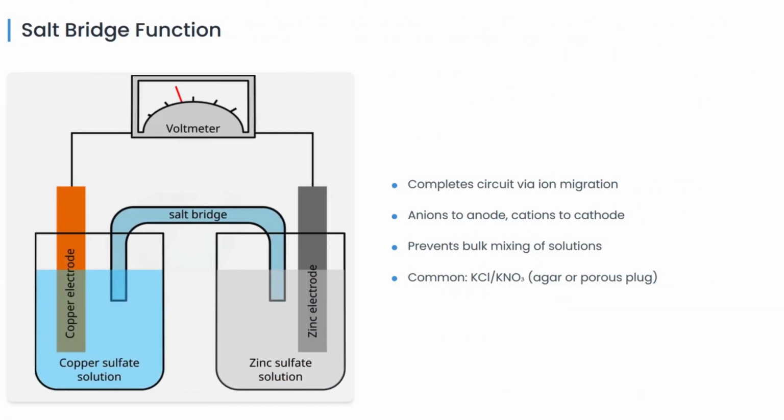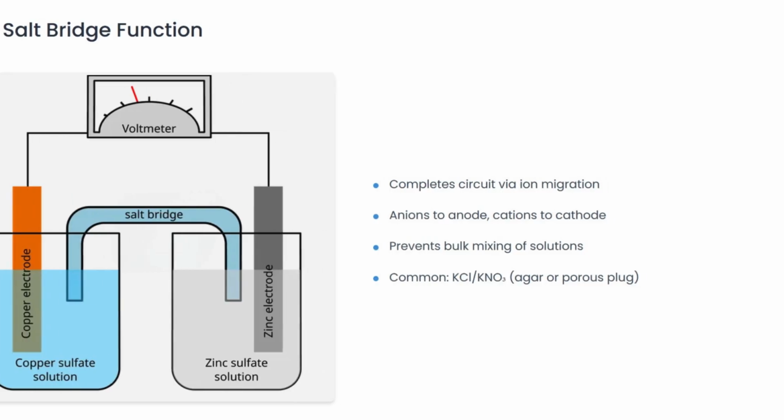Let's discuss the salt bridge function. The salt bridge is crucial because it completes the circuit through ion migration. Inside the bridge, anions move toward the anode and cations move toward the cathode. This movement prevents the bulk mixing of the two different solutions while maintaining electrical neutrality. Salt bridges are commonly made with solutions like potassium chloride or potassium nitrate, held in place by a material like agar or a porous plug.